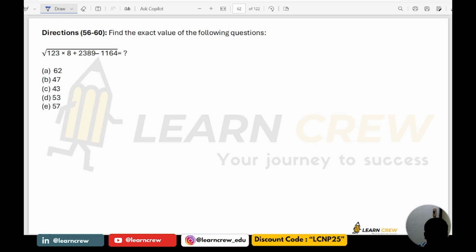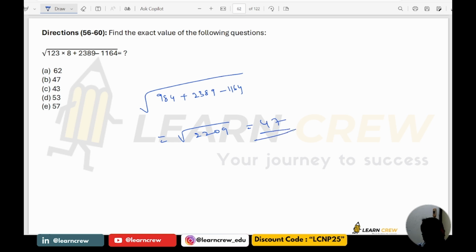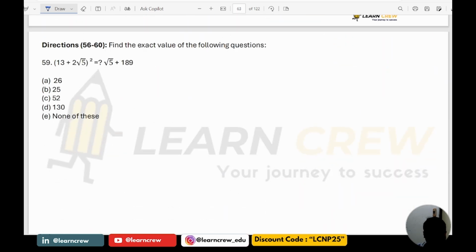Now 123 into 8 is 984 plus 2389 minus 1164. So what would be its value? It is nothing but totally you got 2209. 2209 square root is 47. So answer is 47.